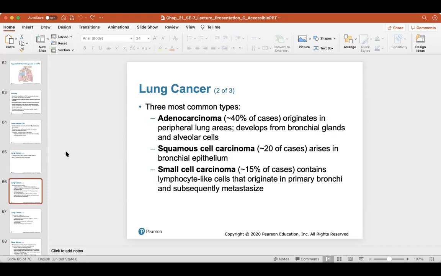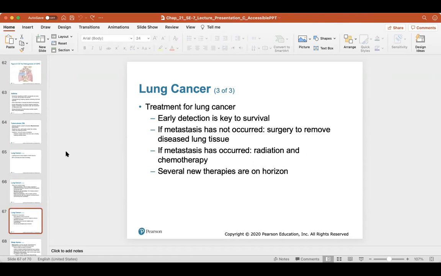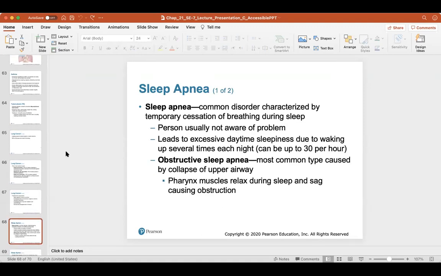There are three common types: adenocarcinoma, which originates in the peripheral lung areas; squamous cell carcinoma, which arises in bronchial epithelium; and small cell carcinoma, which contains lymphocyte-like cells that originate in the primary bronchi and will subsequently metastasize. Treatment for lung cancer is early detection. If metastasis has not occurred, remove the diseased lung tissue, and if metastasis has occurred, try to use radiation and chemotherapy to kill off the cancer cells. There are several new therapies.